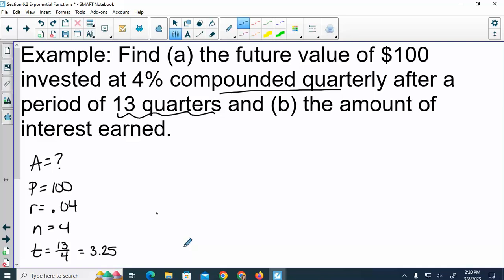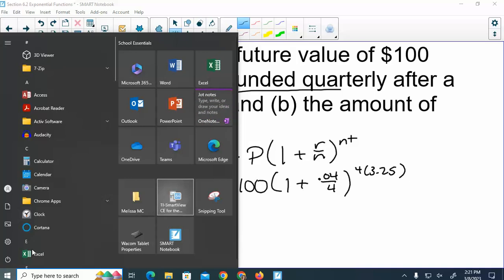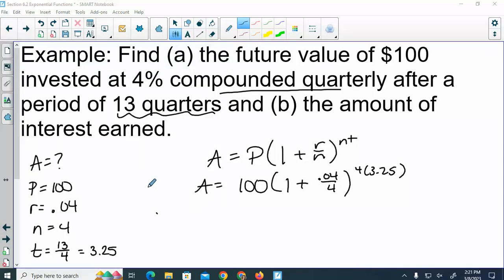So now I'm just following. Which formula am I using? A equals P times the compound interest formula, 1 plus r over n, to the nt. So we have 100 times 1 plus 0.04 divided by 4, to the 4 times 3.25. You can put all of this into the calculator at once. You don't have to break it apart.